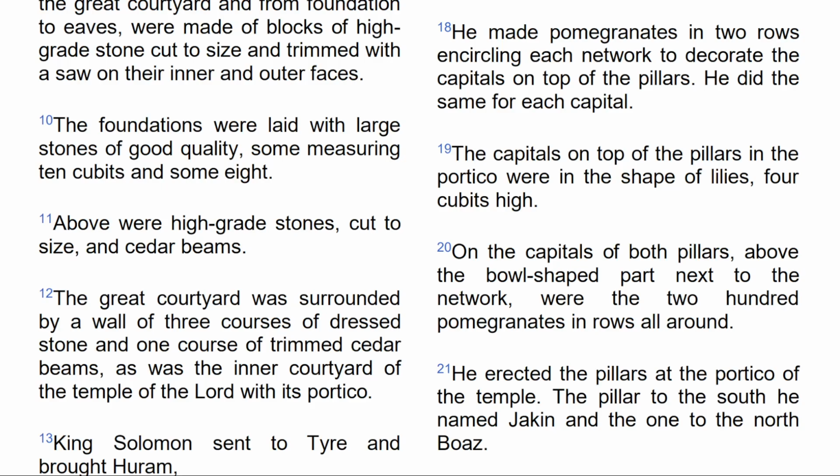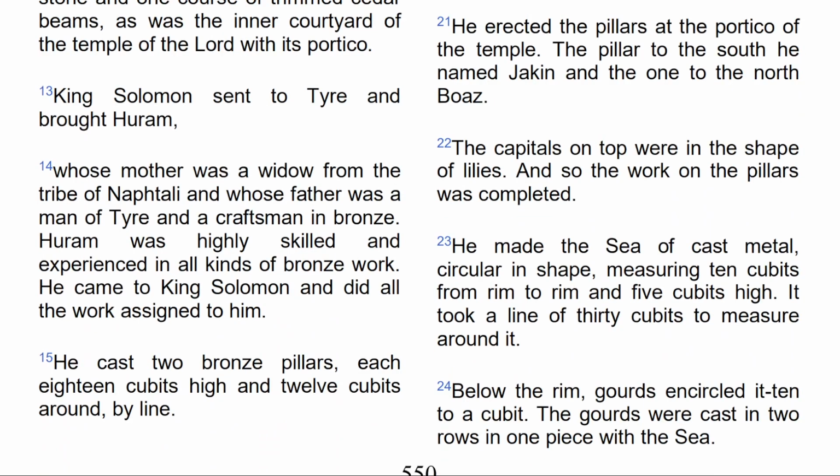The capitals on top of the pillars in the portico were in the shape of lilies, 4 cubits high. On the capitals of both pillars, above the bowl-shaped part next to the network, were the 200 pomegranates in rows all around. He erected the pillars at the portico of the temple. The pillar to the south he named Jachin, and the one to the north Boaz. The capitals on top were in the shape of lilies, and so the work on the pillars was completed.